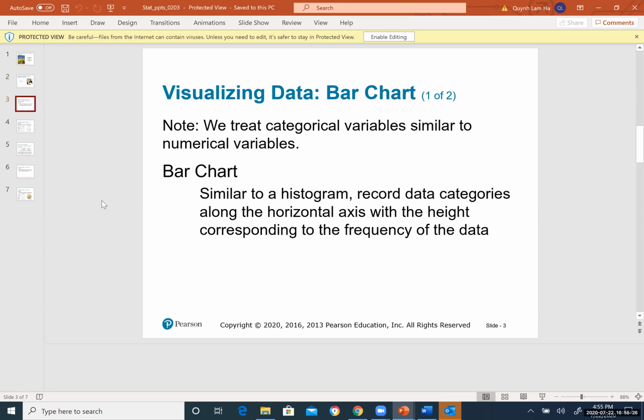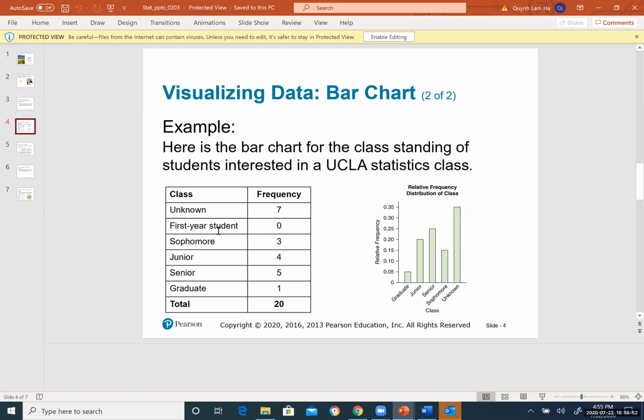So look at here. For a bar chart, you already know how it looks like. It's very similar to a histogram or Pareto chart, which is in the e-text if you want to read more. It records data categories along the horizontal axis with the height corresponding to the frequency of the data. Okay, so let me show you how it looks like. Here is the example. Here they're talking about the students interested in the UCLA statistics class. And we are having the class below.